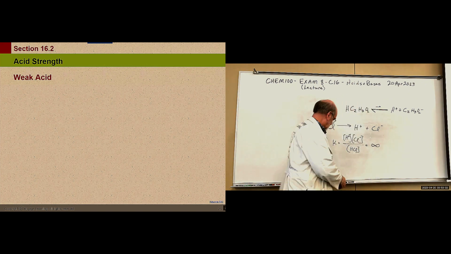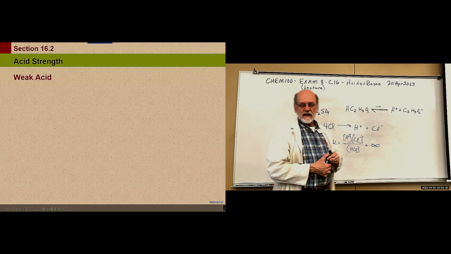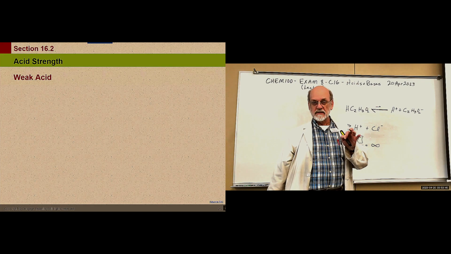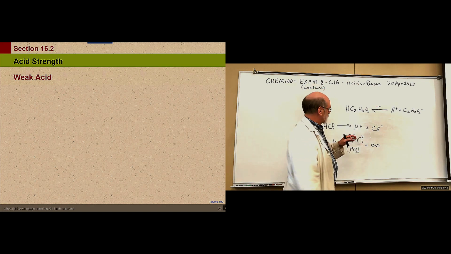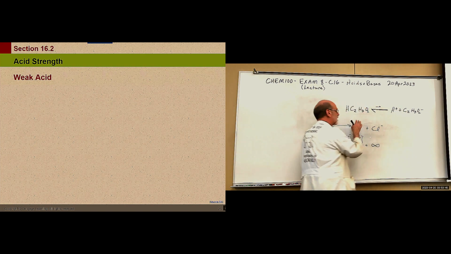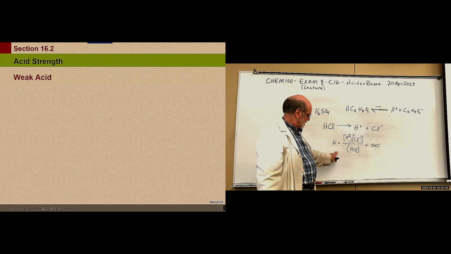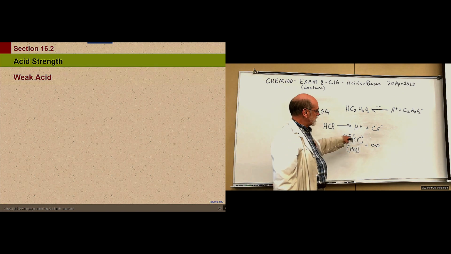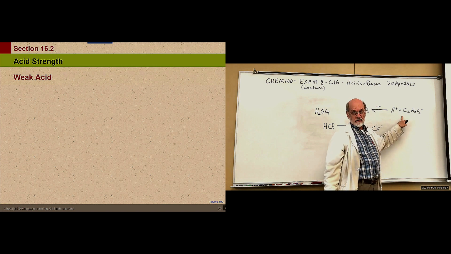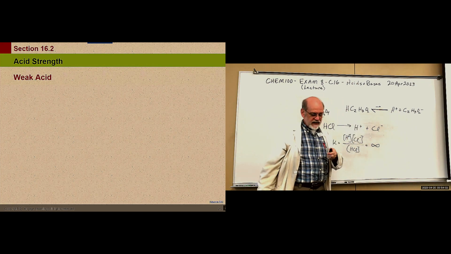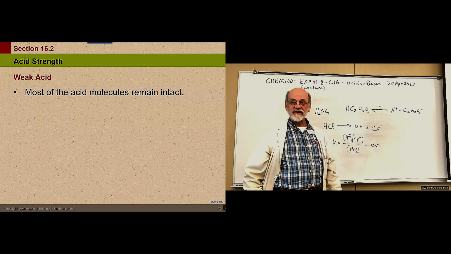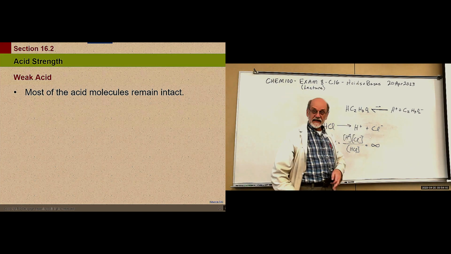And this scenario lies in the realm of equilibrium expressions, equilibrium constants. Because as long as you have some of this and some of that and some of that, then you can calculate a valid K. It doesn't have to go to infinity, or it doesn't have to be zero. This part of the expression would not be zero. It would be a small number, but that's the definition of a weak acid. It's only partially dissociated. Most of the acid molecule remains intact, in solution.